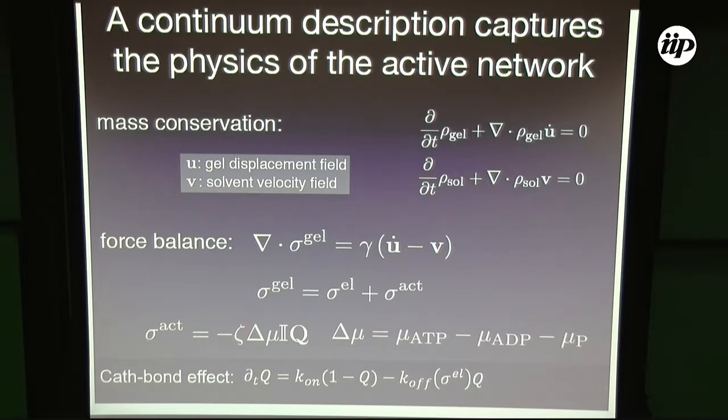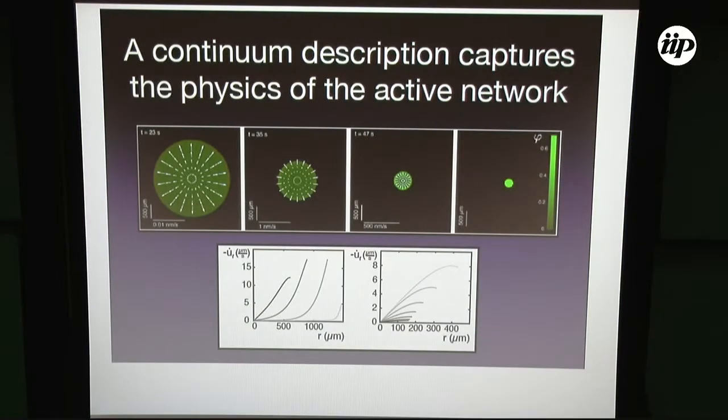Q tells you the fraction of bound motors. What you need to take into account is that the motors get more and more attached the more stress they feel. And this part is really important, otherwise you cannot recover the increasing linear phase. So what we found is that basically we can generate a flow.